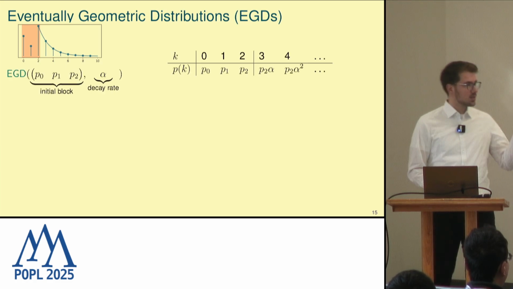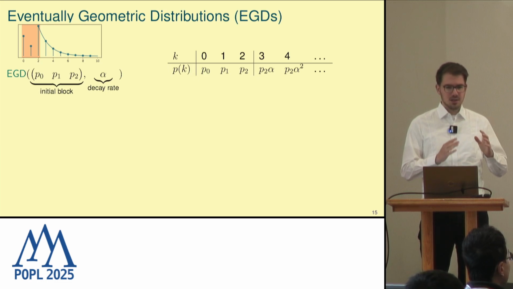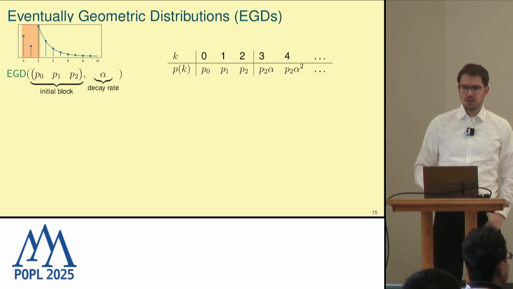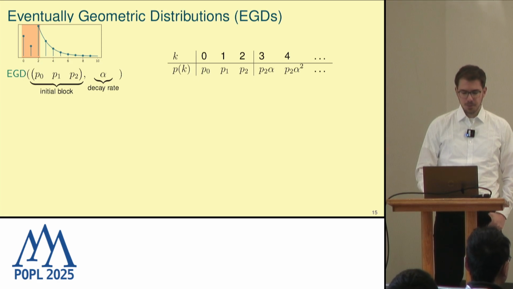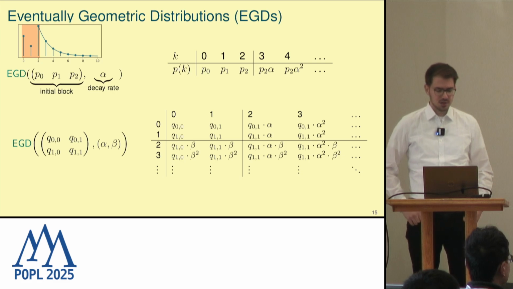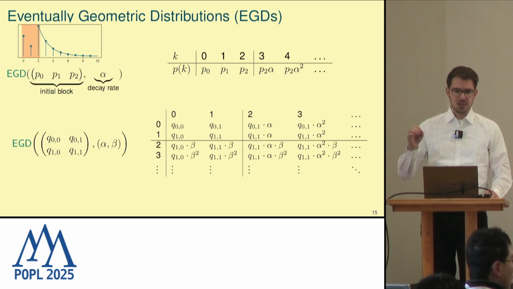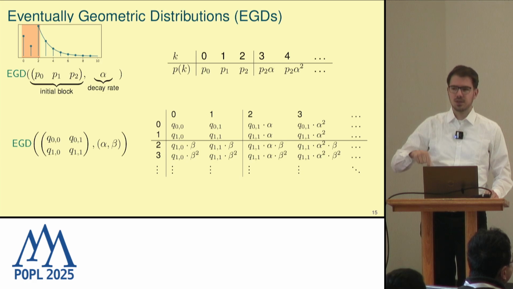So we write this as follows. EGD, some initial block, and the decay rate means that the initial probabilities will be those indicated in the initial block. And from then onwards, they decay exponentially with rate alpha. We can do this in higher dimensions as well. For example, here we have a 2x2 block. And in one dimension, the probability mass decreases with the rate alpha, and in the other dimension with the rate of beta.